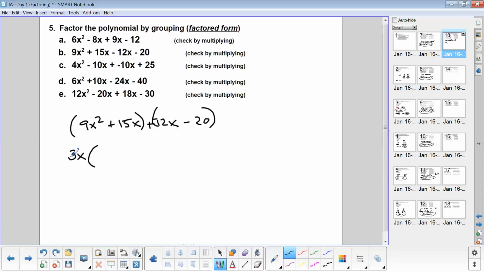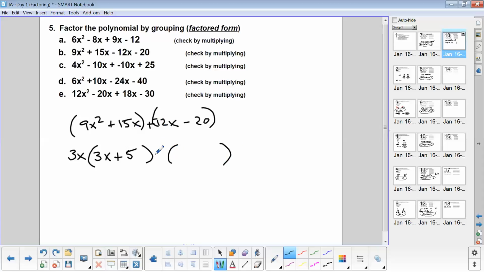9x squared divided by 3x would be 3x, because 3x times 3x gives you 9x squared. What's 15x divided by 3x? 5. How do you check? 3x times 5 is 15x. Now, I wrote it this way because notice that that 12x is negative. And this is a positive 3x, and I would like for my other term to be positive.